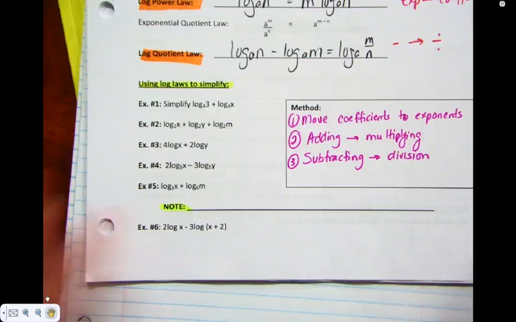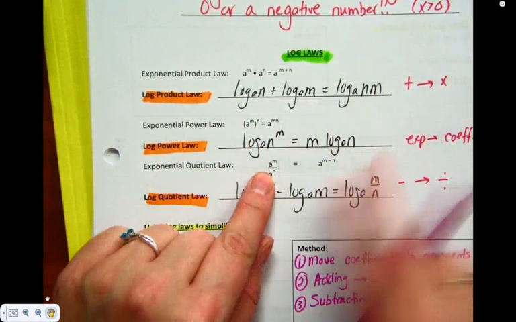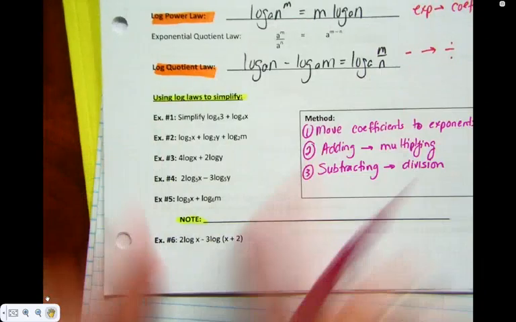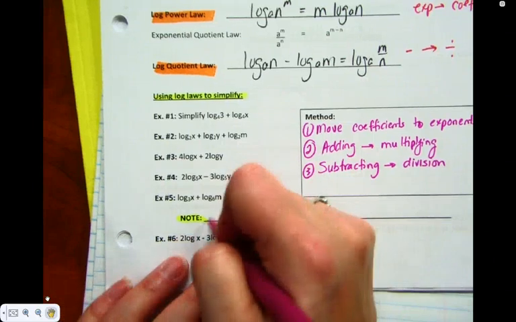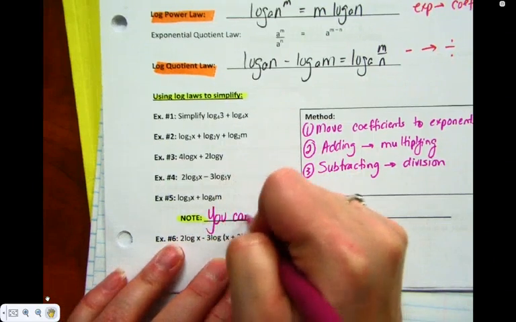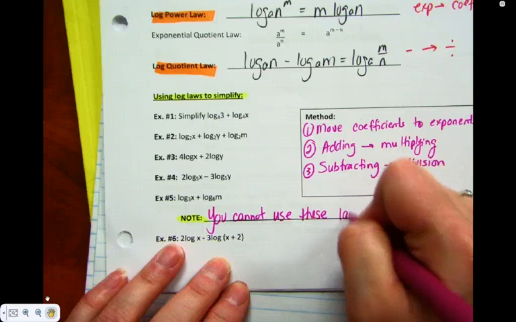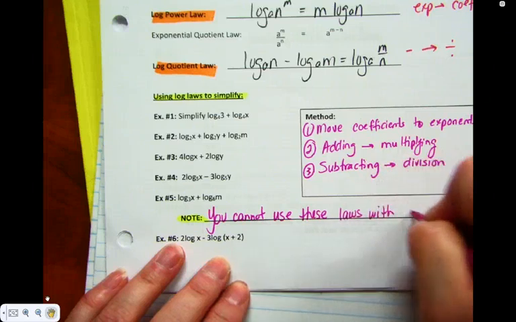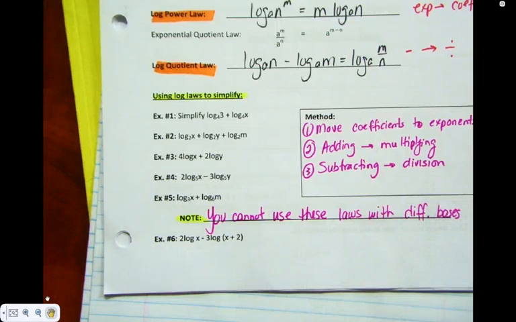The bases are different. So if we go back and look at our log laws, check out the bases. A, A, A, A, A, A, A. Do we have a rule now when the bases are different? We do not. You cannot use these laws with different bases. On the exam, they'll tend to throw in one like that as a multiple choice to see if you're going to catch that the base is different.